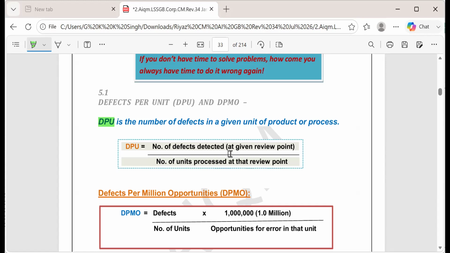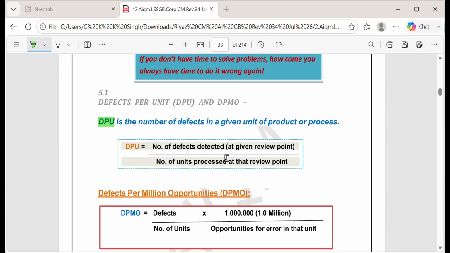So what is DPMO? DPU is defect per unit. DPMO is defects per million opportunities. So it will be DPU, defects upon units, multiplied by million, that is 6 zeros, divided by opportunities for error. Opportunities for error is what are the defects which can happen in a process. That is opportunities for error.